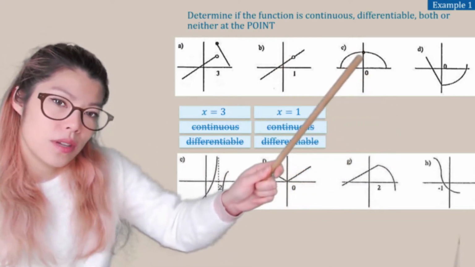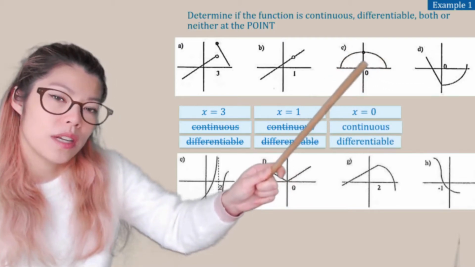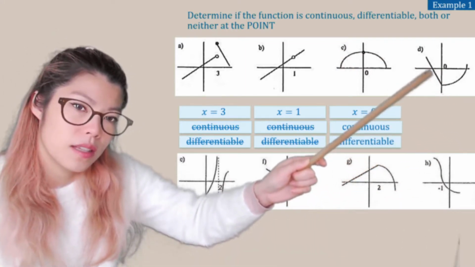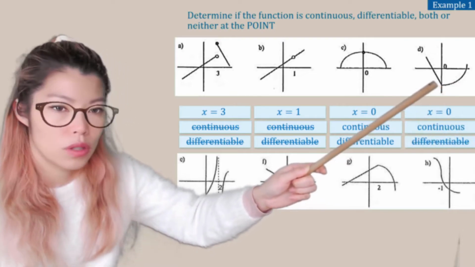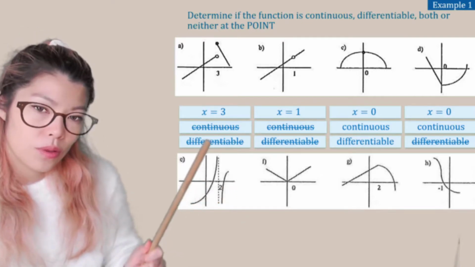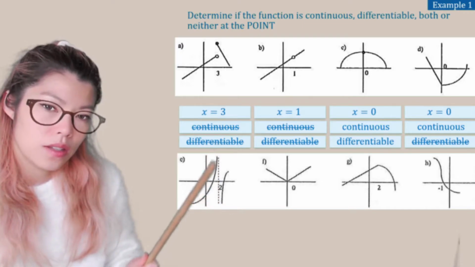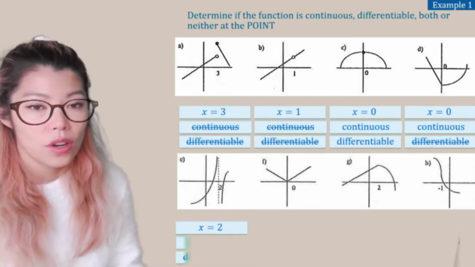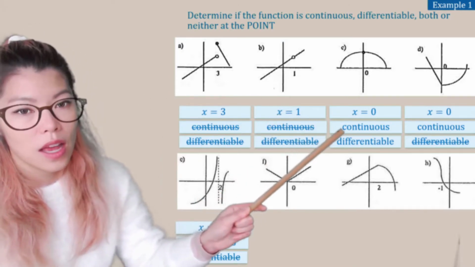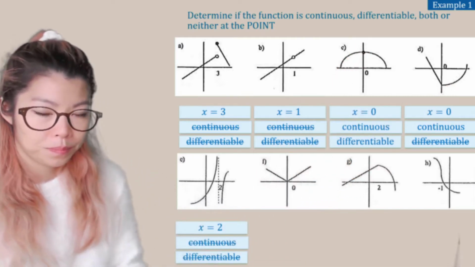At x equals 0, we can see that the graph continues, and therefore it's smooth as well, and therefore it's differentiable. For graph D at x equals 0, we can see that it is continuous, but it is not smooth, so you cannot differentiate it. For this one, it's pretty obvious that it's not continuous. So if it's not continuous, then you can't differentiate it. So remember, you have to check if it's continuous, it could be differentiable, but it has to be smooth, not sharp.